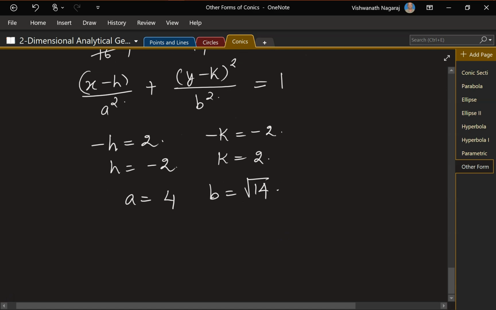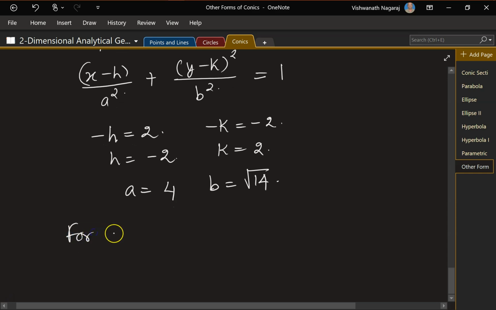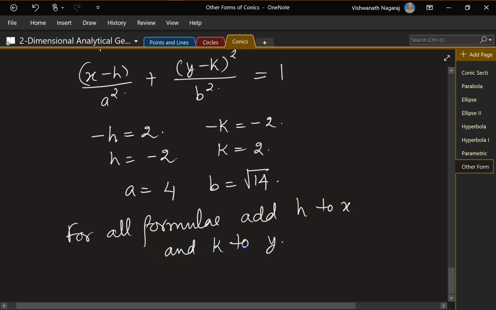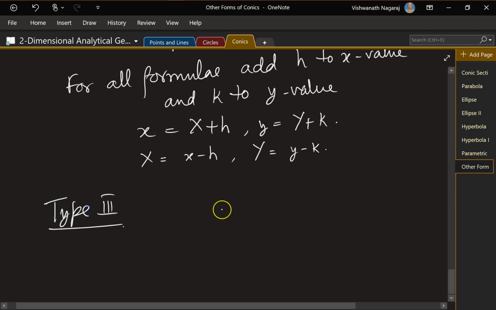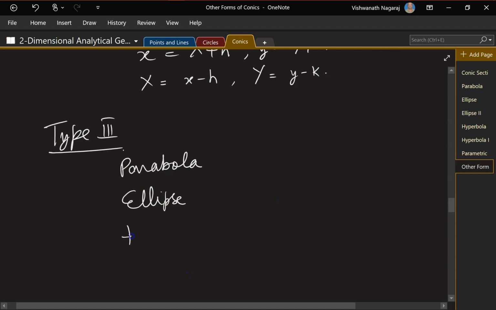Now whether it is parabola, ellipse or hyperbola, what do you have to do? For all formulae, add h to x and k to y value. So your x becomes x plus h and y. Now in case of type 3, so let's say parabola, ellipse and hyperbola. Let's say this is standard form and this is type 3 form.